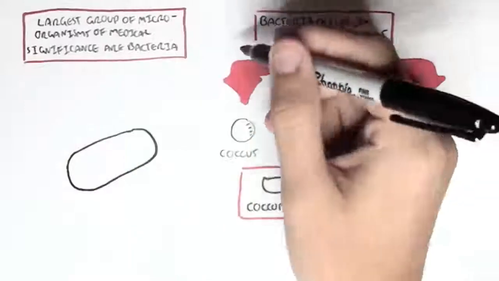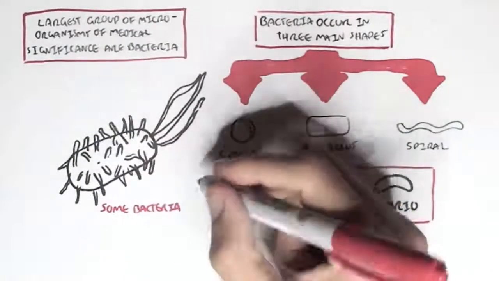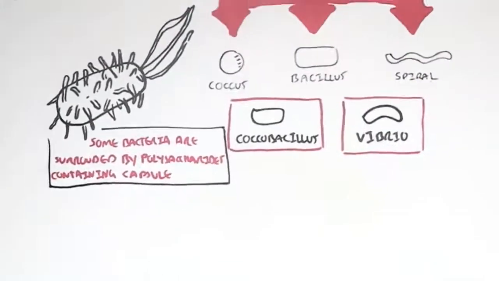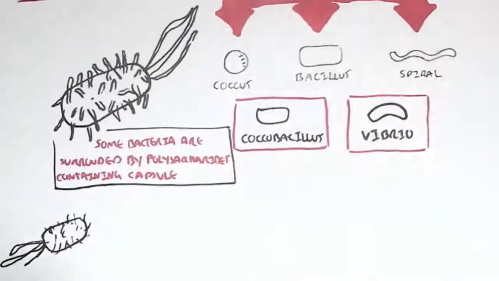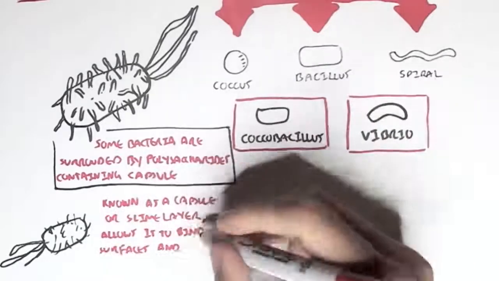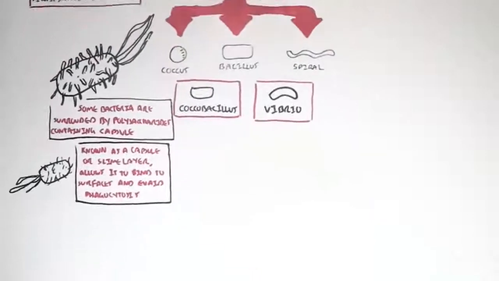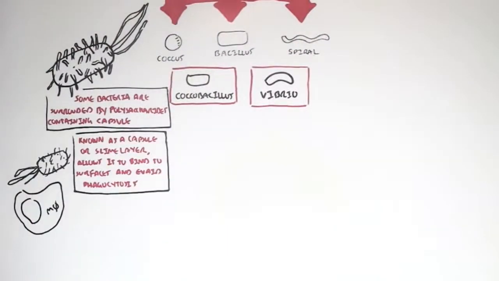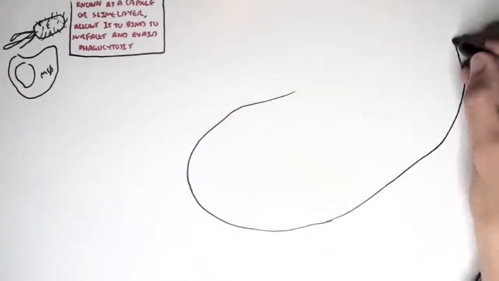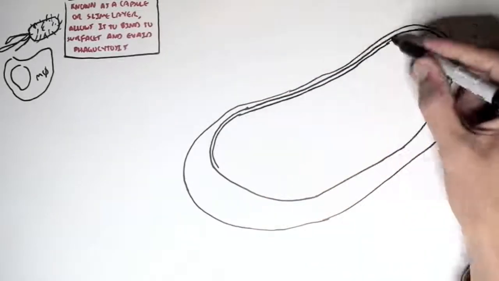Now, some bacteria are surrounded by a capsule containing polysaccharides. This capsule, also known as a slime layer, actually allows the bacteria to bind to surfaces of different cells in our body, for example, and also to evade phagocytosis. So it's very important, essentially, for the bacteria's survival. So what other structures does a bacteria have?